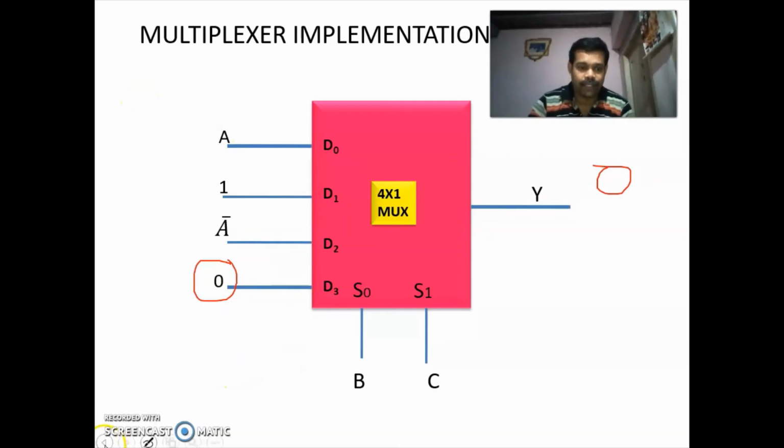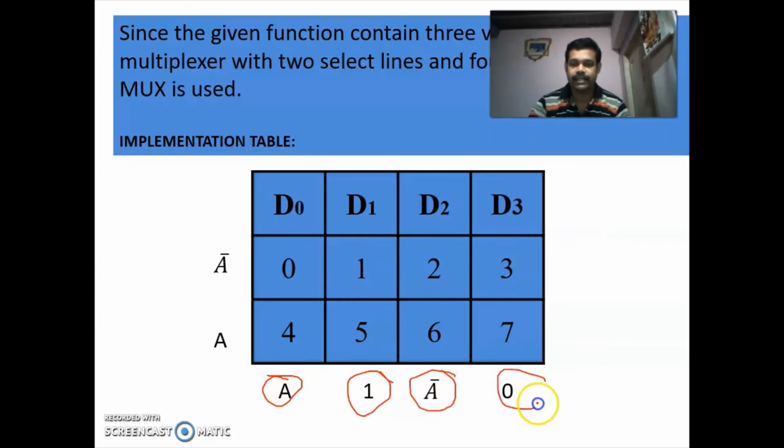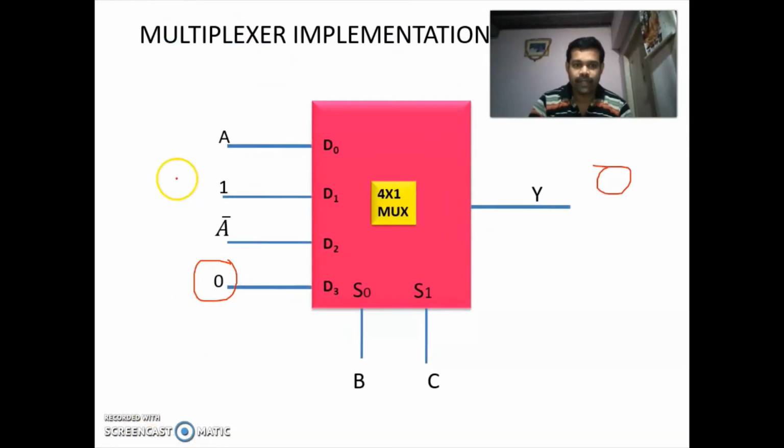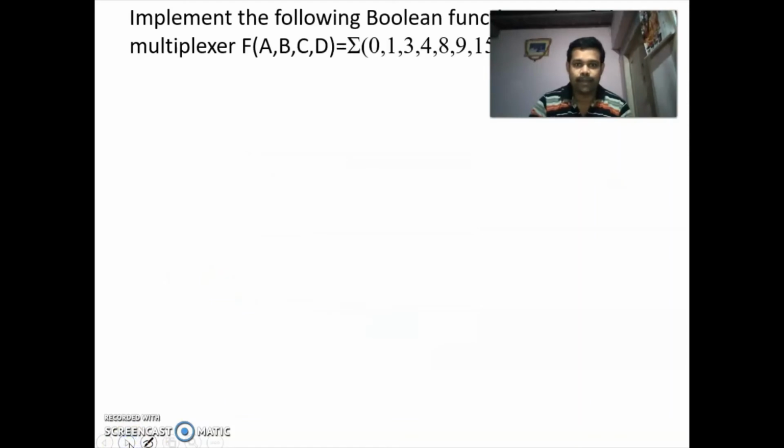So from the implementation table, we know that for D0 it is A, D1 is 1, D2 is A bar and D3 is 0. So these inputs you have to give. We have given these inputs and we have got the outputs. So next we are going for the next problem.